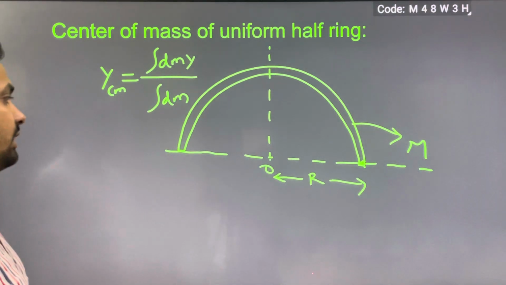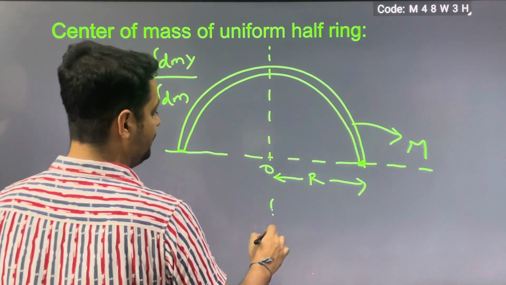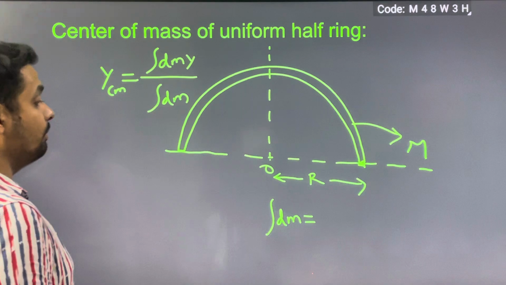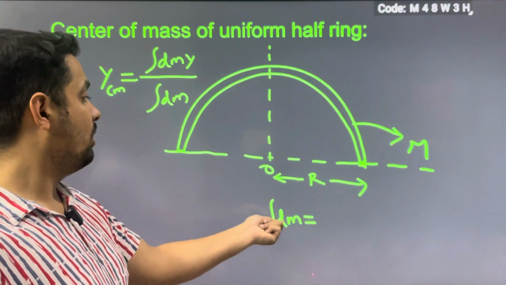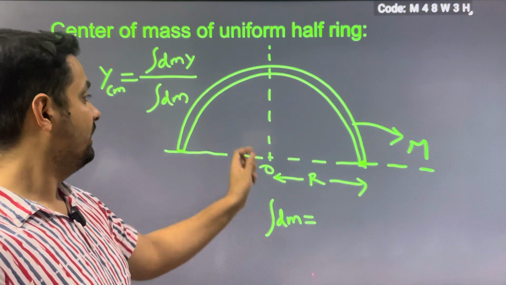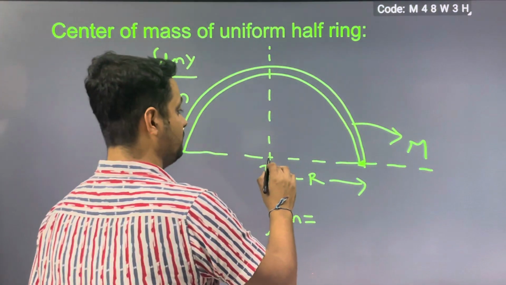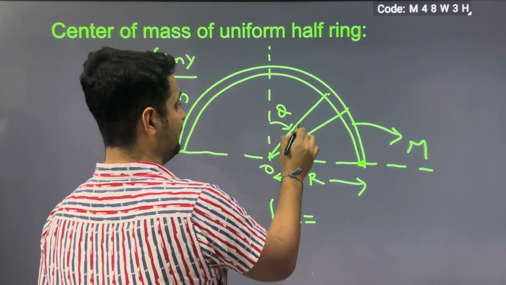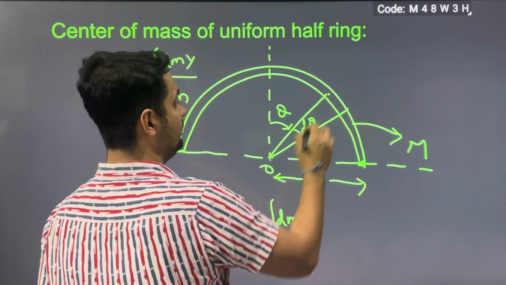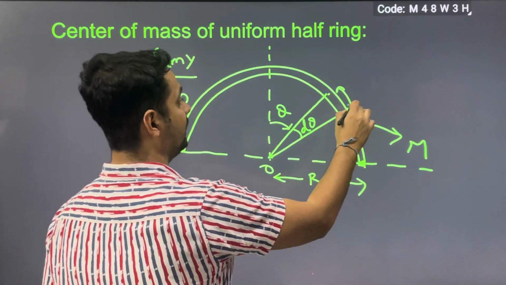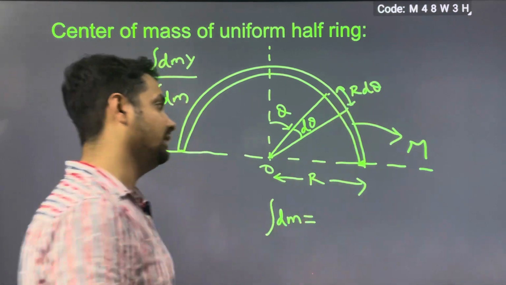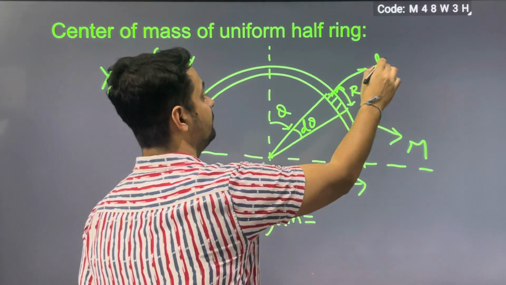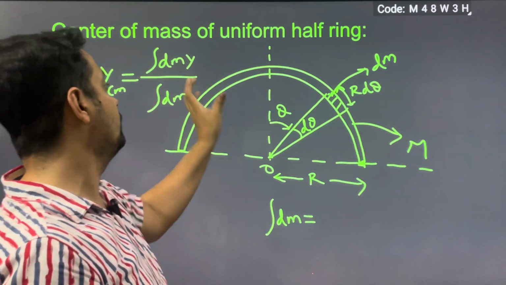Now what is dm? Integration of dm means the total mass, and dm is a smaller mass, that means an elemental part of it. So from here I will take an elemental part of it. Let me take an angle theta, and a d theta angle. If the radius is r, then this length is r d theta. The mass on this part is dm, and if I add all the dm parts, the total mass is capital M.